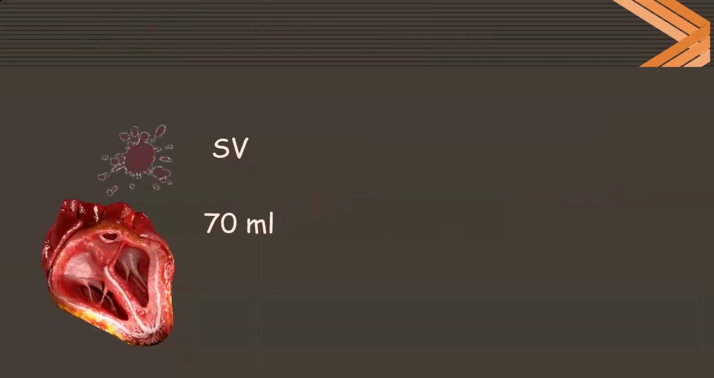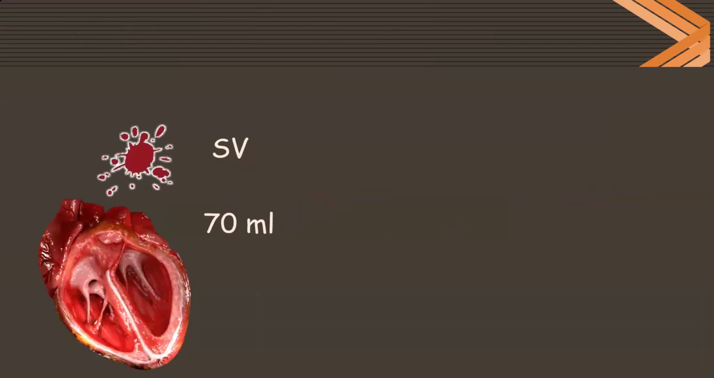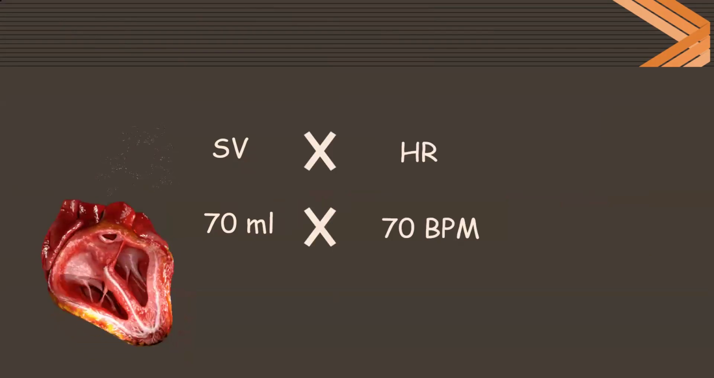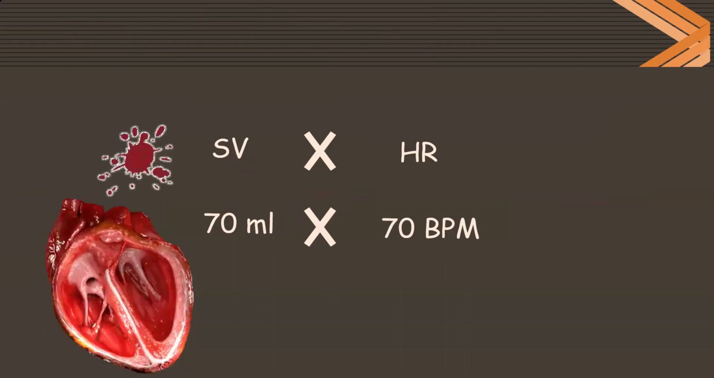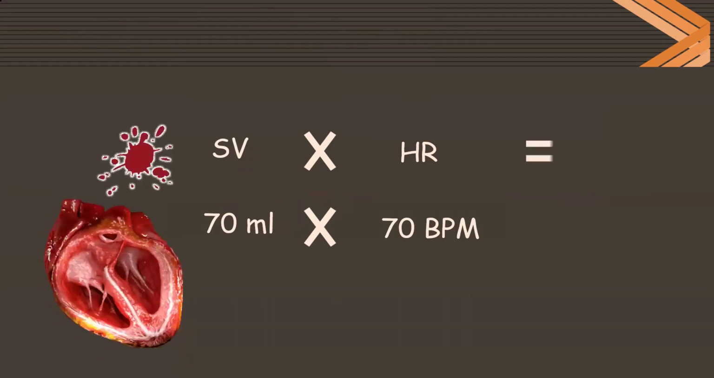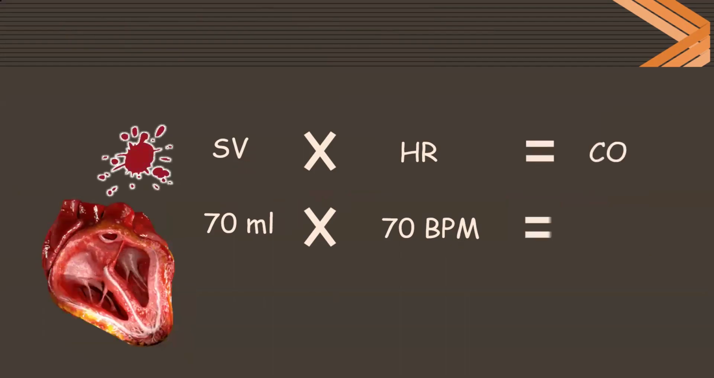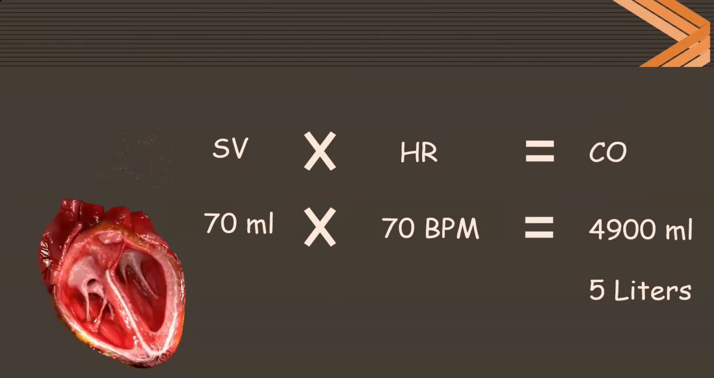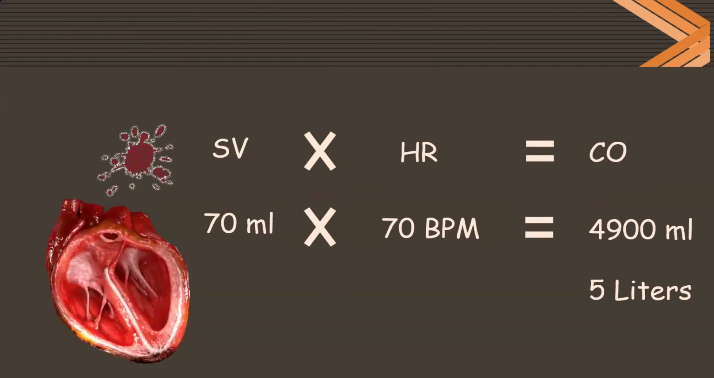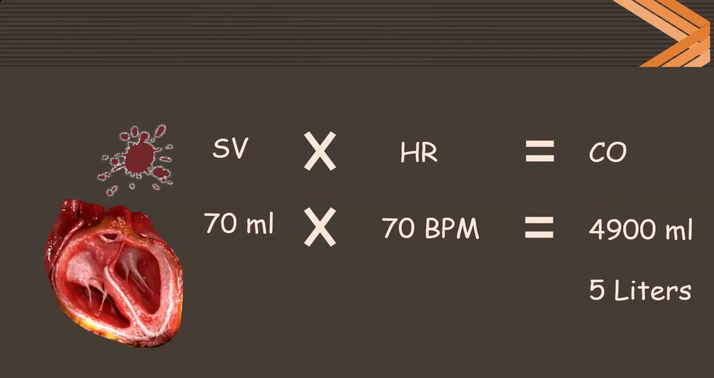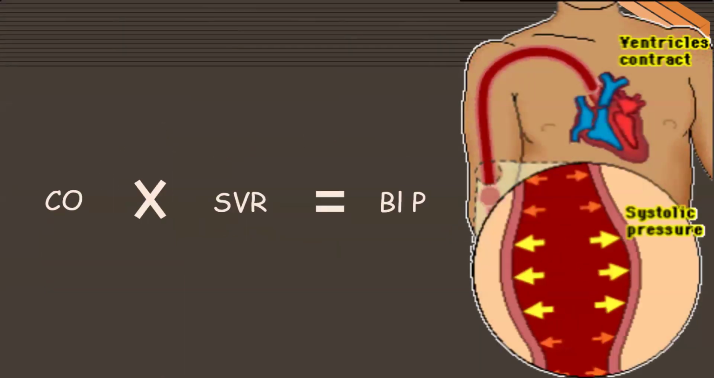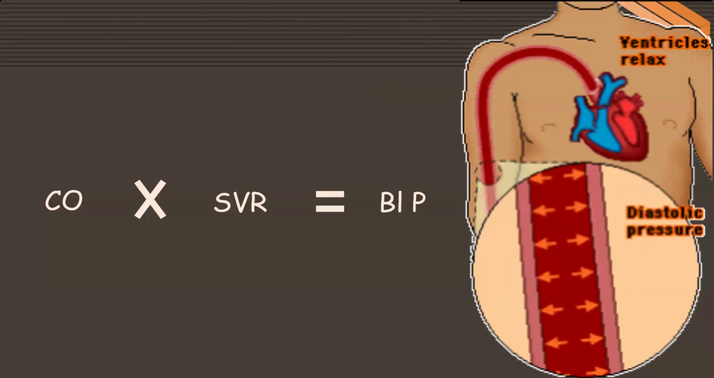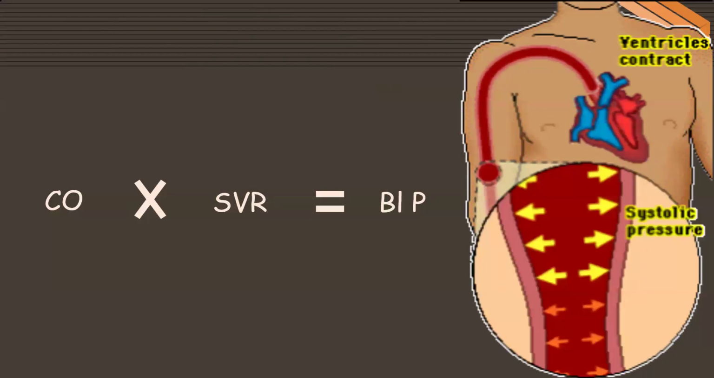Stroke volume comes with every beat. So if we multiply this with the heart rate, that is on average 70 beats per minute in a normal adult, it will give us the cardiac output that is about 4 to 5 liters in a normal adult. And if we multiply this cardiac output by systemic vascular resistance, it will give us the blood pressure.